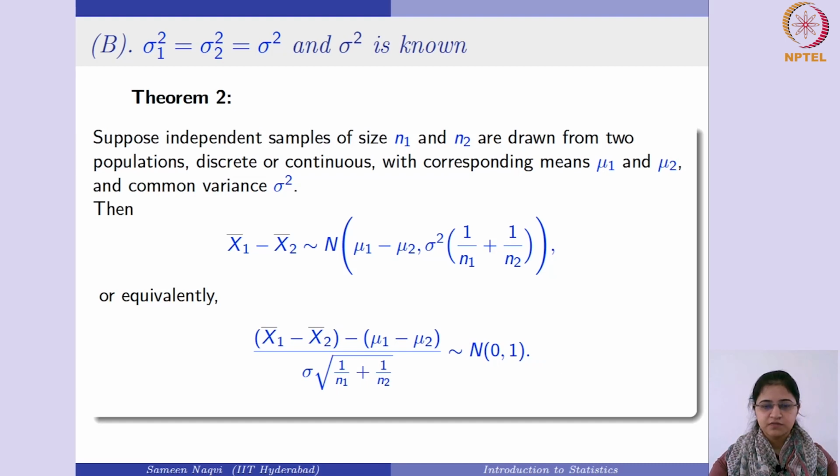It is very easy to see, because x1 bar follows normal with mean mu1 and variance sigma square by n1. Likewise, x2 bar follows normal with mean mu2 and variance sigma square by n2. So when you take the difference of their sample means, by the same logic the linear combination is normally distributed with mean summation ci mu i, that is mu1 minus mu2, where c1 is 1 and c2 is minus 1.